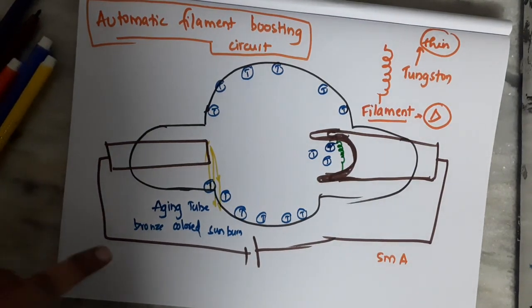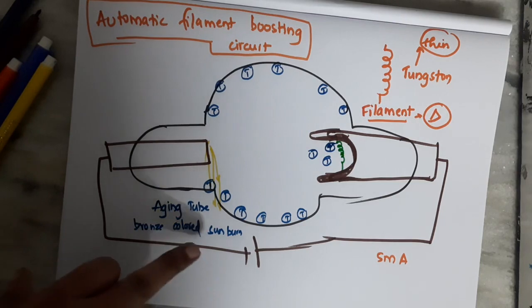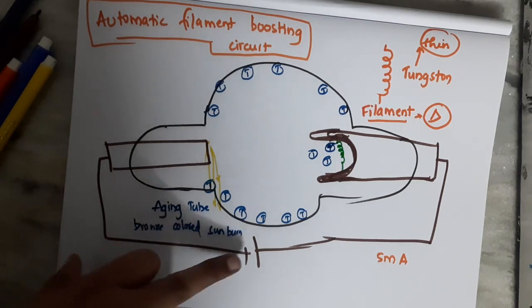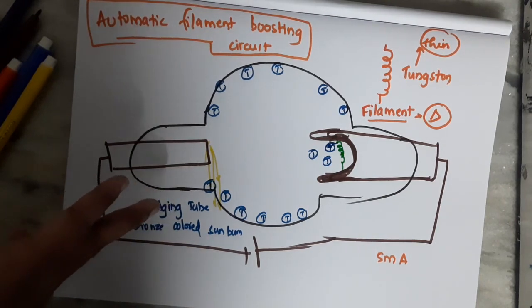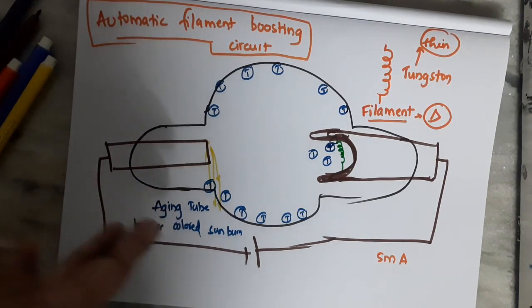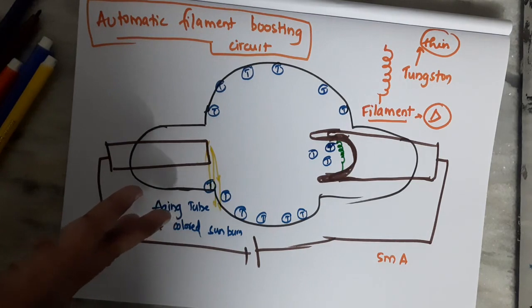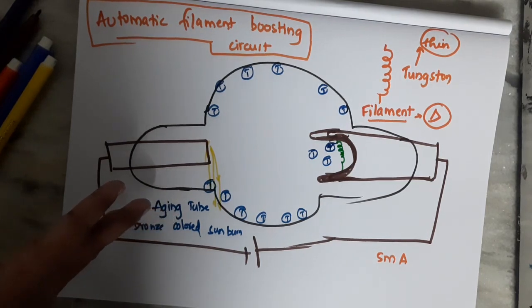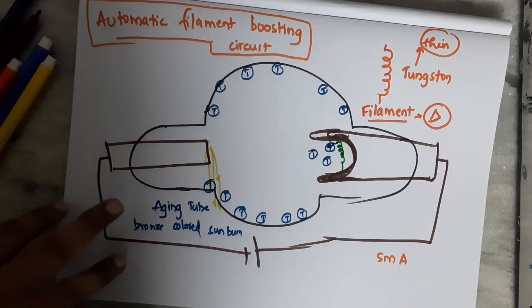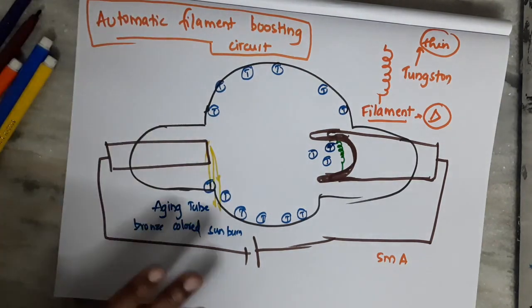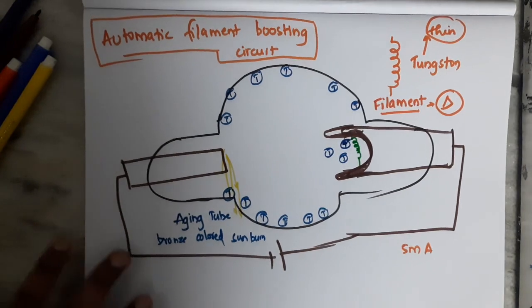Right? And whenever there is presence of metal on the glass, we know the melting points of glass and metal differ, so there will be some problem there also. Nowadays the X-ray tubes are developed in such a way that the deposition of the tungsten onto the tube wall is minimized.